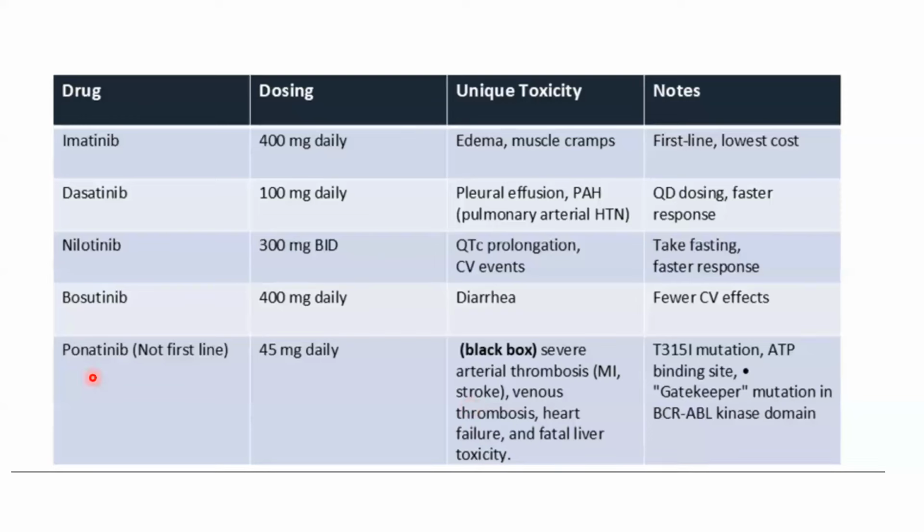The way I remember this is saying no, like nah, this is really bad. Why would you use it? So NA, just remember nah. Really bad side effects: severe thrombosis, myocardial infarction, stroke. So this one is only reserved for when you have a T315 mutation.